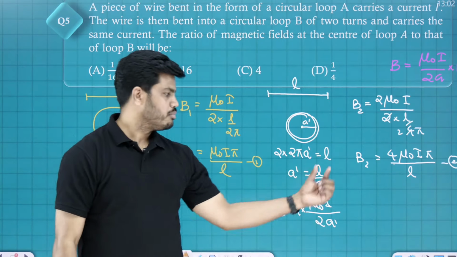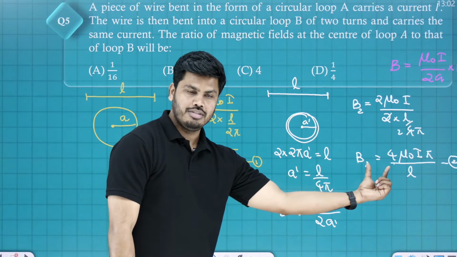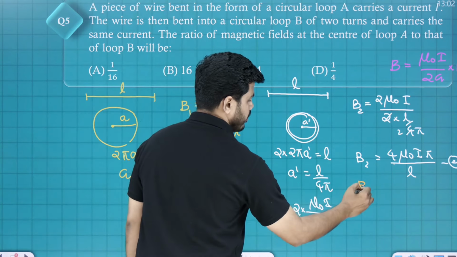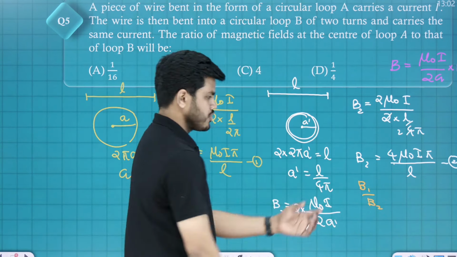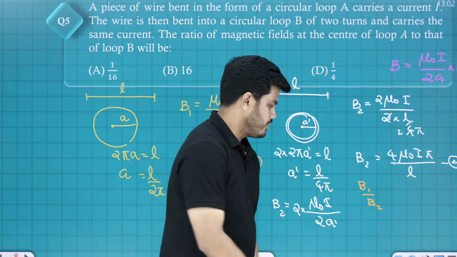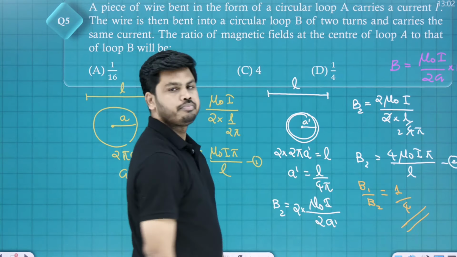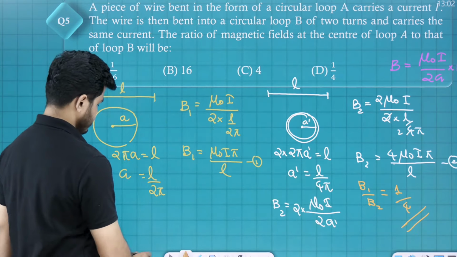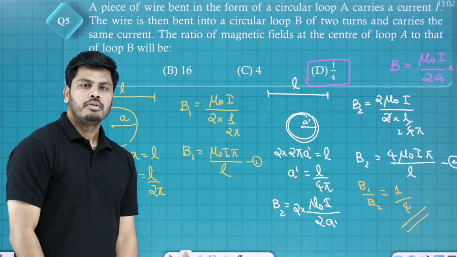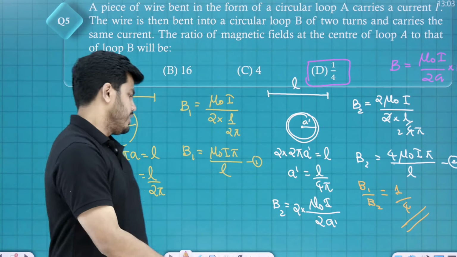Yes. So we got B1 and B2. B1 is ready here. B2 is ready, see, in equation number 2. You're asked to find out what is the ratio of the two, B1 by B2. Look at equation 1 and 2. Straight away, mu naught I pi by L gets cancelled. We get 1 by 4. The ratio is going to be 1 by 4. Yes, so option D is the correct answer. Magnetic field due to a circular loop at the center.